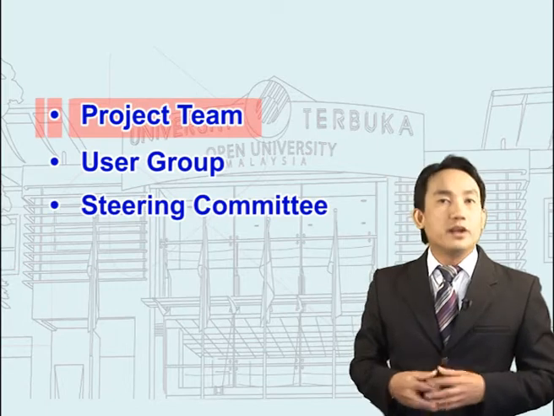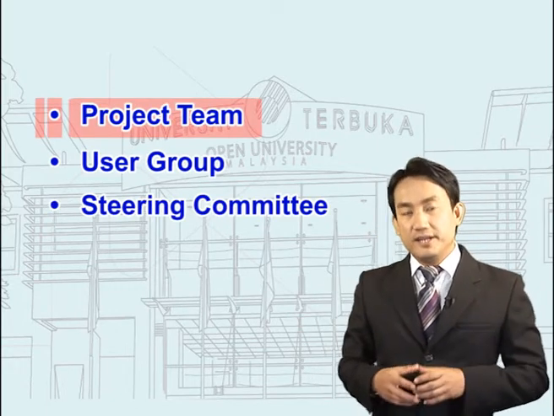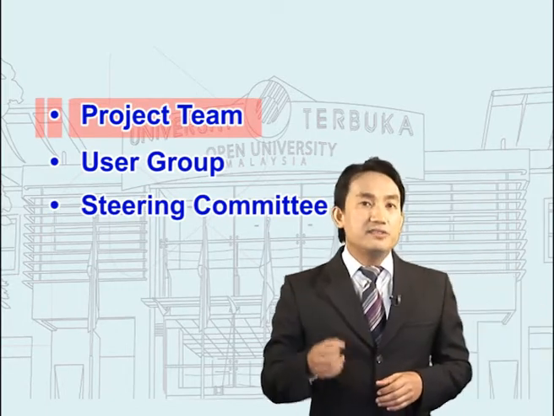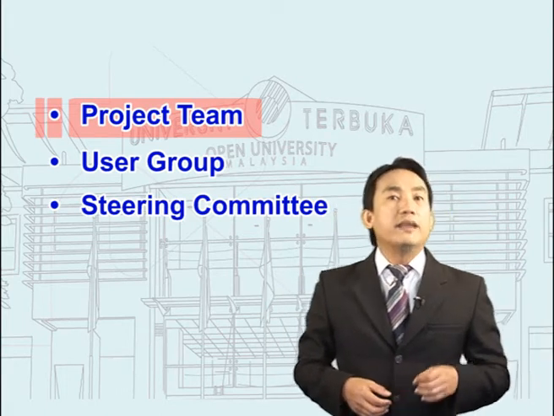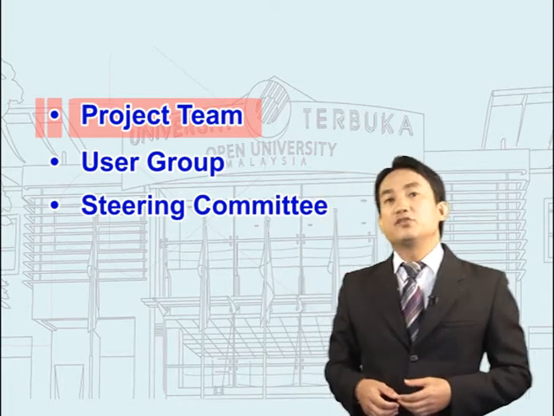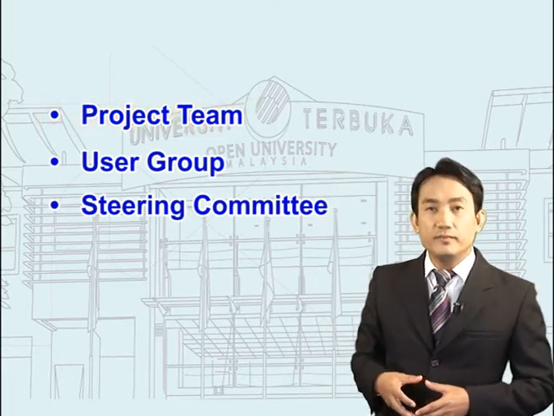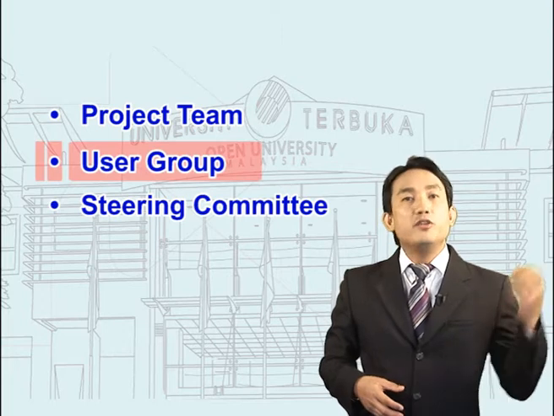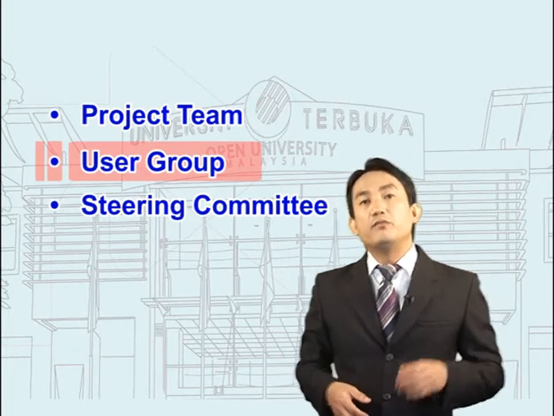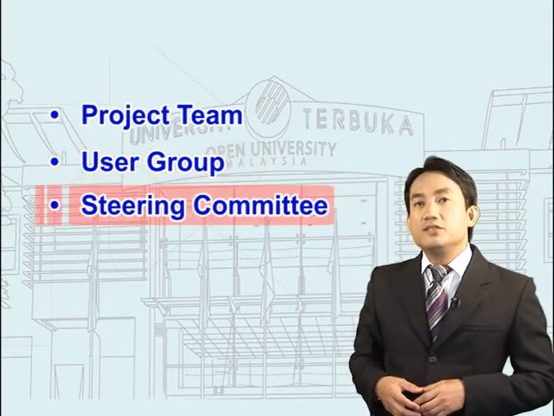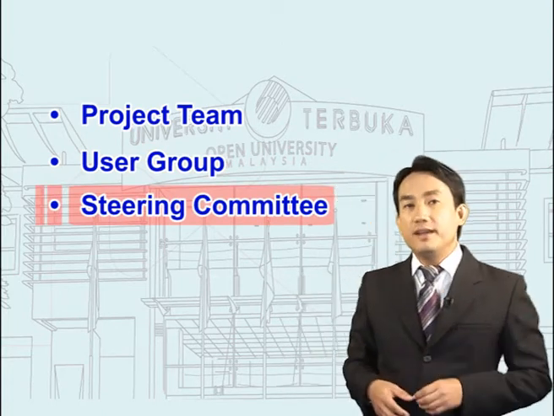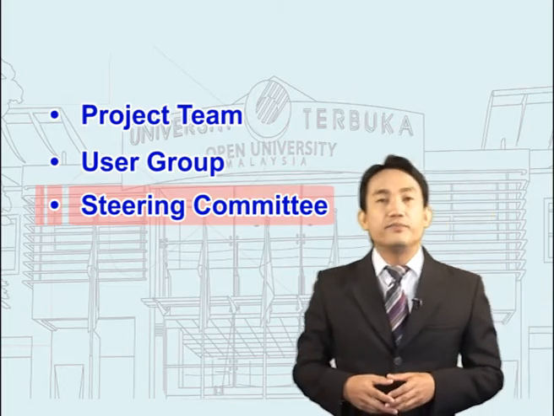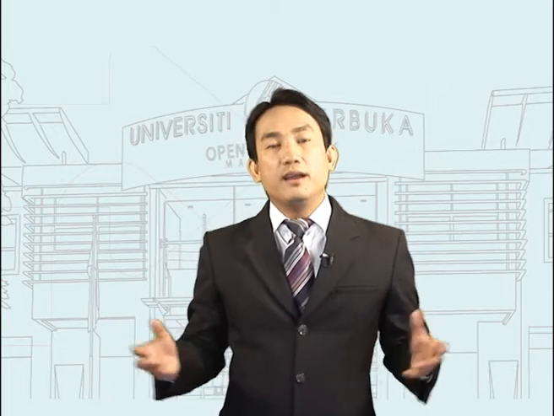Project team is the group who actually runs the project by gathering and analyzing requirements, developing software based on the requirements, and deploying and commissioning the software for use. User group is normally the one who uses the software for business purposes. Steering committee consists of top management who provide direction and funds to the project. Are you clear with the resource categories? I'm sure you are. Let's move on.